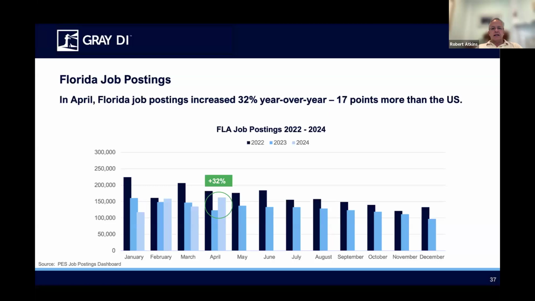Florida job postings, however, are up considerably faster than the country, which was up 15%. We're up 32% here. Very healthy growth in April, though a bit of a spike, so it remains to be seen whether it'll continue. January was actually down. February is up a little. March was, excuse me, down a little, and now suddenly we've got the spike in April. So we'll see how that plays out over time, but it looks a little more promising in Florida, and this month was considerably better than the US average.